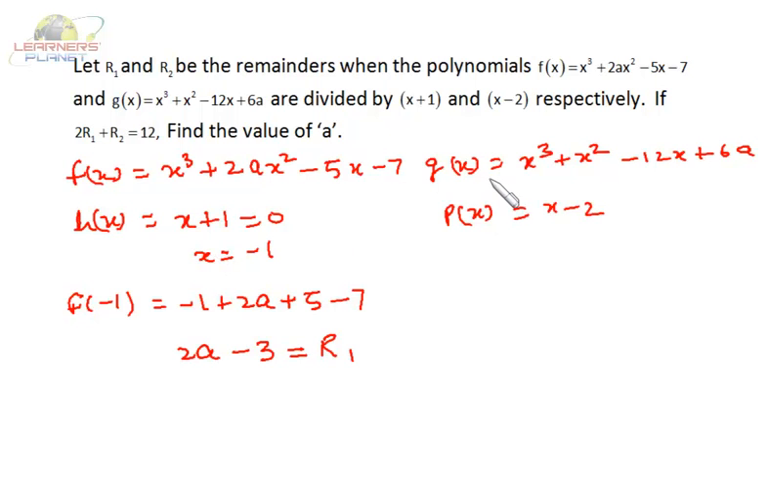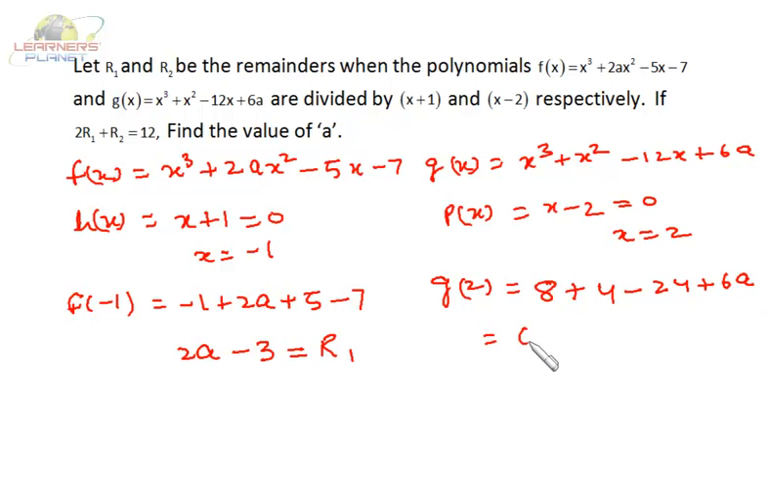Similarly, we have to get the remainder when g of x is divided by p of x. Now put p of x equal to 0. That means x is equal to 2. That means the remainder will be g of 2. So put the value of x as 2 in this expression. So 2 cube is 8 plus 2 square is 4 minus 12 into 2, 24 plus 6a. So it is 6a minus 12. Okay, and this is r2.